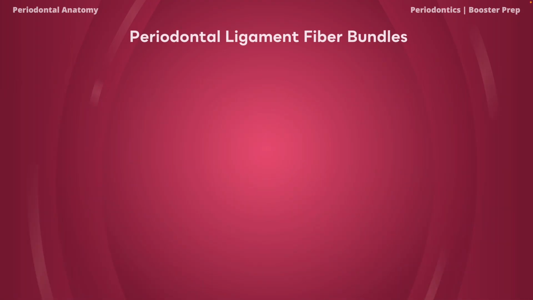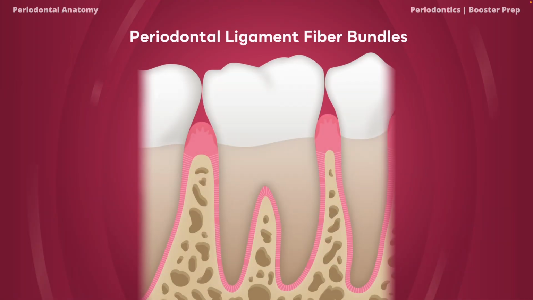Alright, now let's talk about the principal fiber bundles of the periodontal ligament, which play a vital role in anchoring the tooth to the alveolar bone, allowing for slight movement while withstanding masticatory forces. Now here's a quick pop quiz. The ends of these collagenous PDL fibers have a special name. And if you were paying attention earlier, you'll know that they are called Sharpey's fibers. They're the parts that are actually embedded into the cementum and alveolar bone.